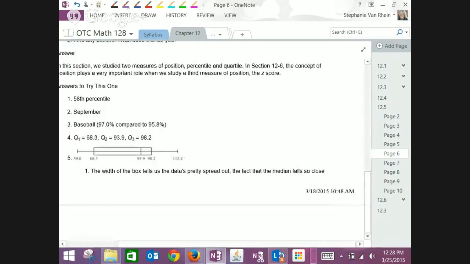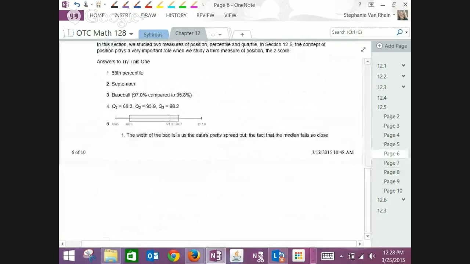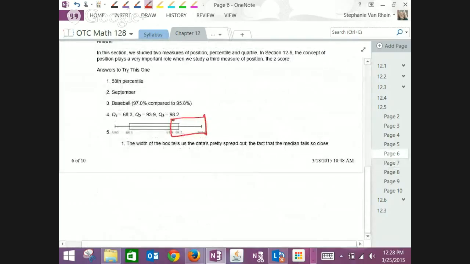The width of the box tells us if the data is pretty spread out. And the fact that the median falls so close to the upper end of the box means that the higher data values are clustered closer together. There are the same number of data points in this range as there are in this range. So if I have to fit the same number of points in this box and in this box, these points have to be closer together than these points. And the fact that this box is bigger than this box tells you that the wide range of the spread is in this range.